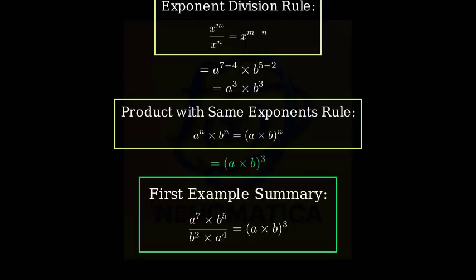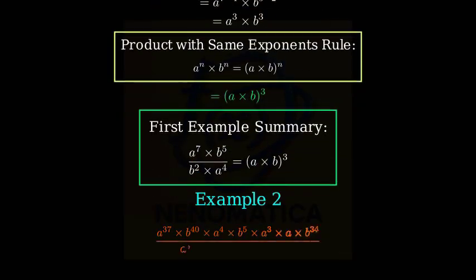Let's verify this makes sense. We had a to the 7th over a to the 4th, which gives us a cubed, and b to the 5th over b squared, which gives us b cubed. So our answer is a times b, all raised to the 3rd power. Let's move on to a more complex example.